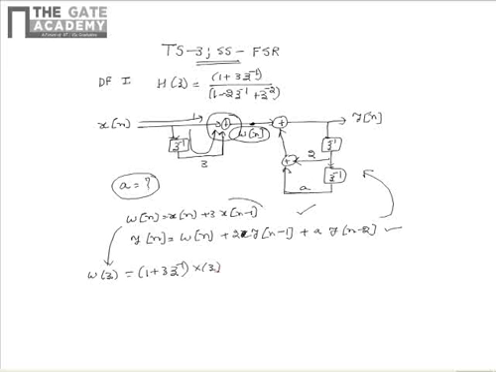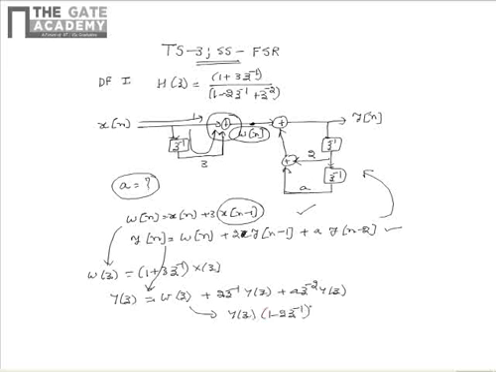This is because Z transform of x of n minus 1 is z inverse X of z. Similarly, upon taking the Z transform for the second equation, we get that Y of z is equal to W of z plus 2z inverse Y of z plus a z power minus 2 Y of z. So this equation can be simplified as Y of z multiplied by (1 minus 2z inverse minus a z power minus 2) is equal to W of z.